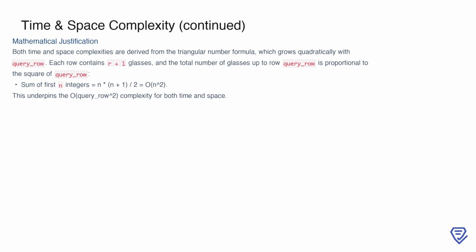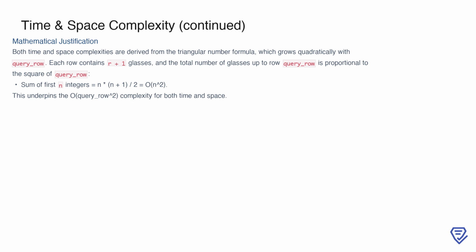Each row of the tower contains R+1 glasses, and the total number of glasses up to row query_row is the sum of the first query_row plus 1 integers. This sum is calculated as (query_row + 1) * (query_row + 2) / 2, which grows quadratically with query_row. Because this growth is proportional to the square of query_row, both the time and space complexities are O(query_row²). This formula and its quadratic growth explain why the complexities scale as they do, providing a clear theoretical foundation for our analysis.